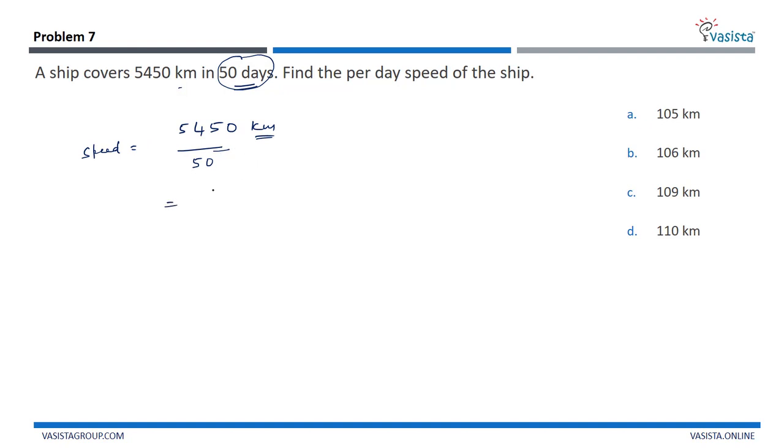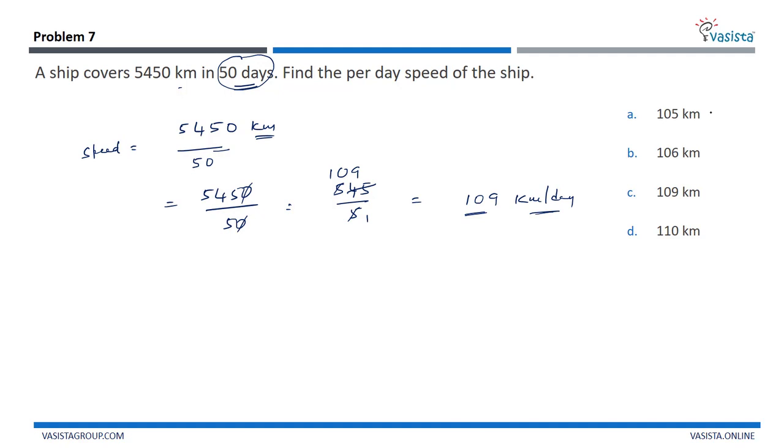So what happens here? 5,450 divided by 50, simplified, the zeros will be cancelled. We are going to get 545 divided by 5. Now if you divide, 5 ones are 5, I can't divide 4, so I'll put 0, and then 5 9s are 45. So the answer here is 109 km per day.